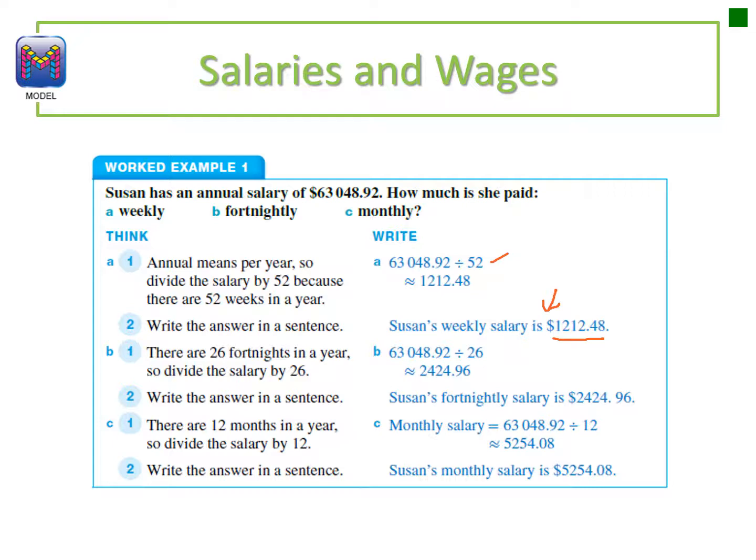Same on the next one, 26 fortnights. So we divide by 26, gives us double that amount because there's half the number of fortnights, so it's double the amount, and divide by 12 months in a year, $5,000 a month. Clearly, if you're getting paid monthly, you need to be careful with your money, because when you get paid, you've got a whole 4 weeks or a month until you get paid again. You've got to make it last.